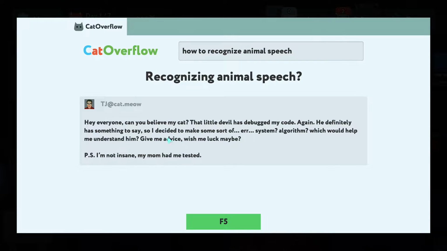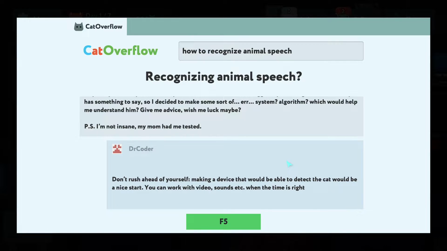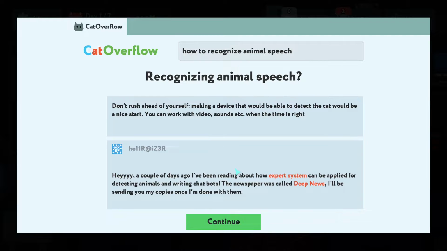Hey everyone, can you believe my cat? The little devil has debugged my code. Again. This has happened before. Okay. He definitely has something to say, so I decided to make some sort of a system, algorithm, which would help me understand him. Give me advice, wish me luck maybe? P.S. I'm not insane, my mom had me tested. Don't rush ahead of yourself. Making a device that would be able to detect the cat would be a nice start. You can work with video, sounds, etc. when the time is right. Hey, a couple of days ago I've been reading about how expert system can be applied for detecting animals and writing chatbots. The newspaper was called Deep News. I'll be sending you my copies once I'm done with them.